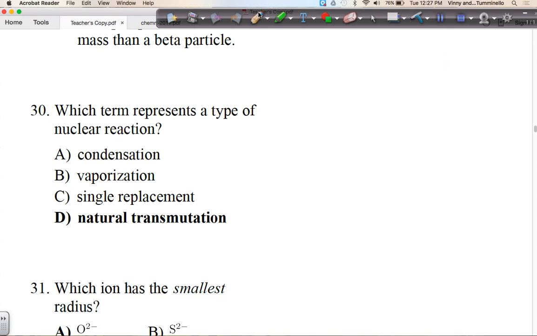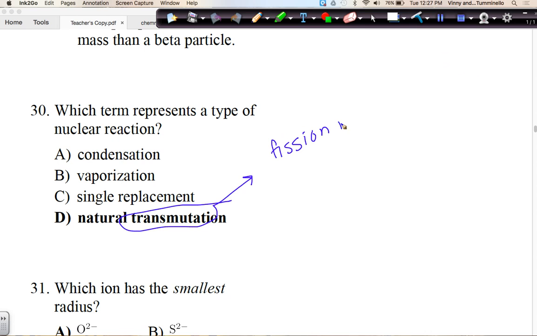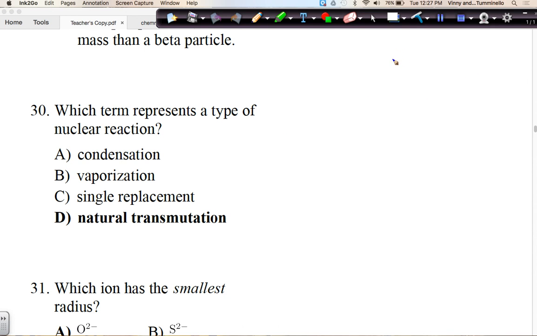And finally, number 30, which term represents a type of nuclear reaction? Transmutation is a type of nuclear reaction. Some other ones would be fission, which remember is when there's neutrons on both sides and usually something with a large atomic number breaking up into two somewhat equal pieces. Fusion, which is usually H plus H making He. We also have alpha decay, beta decay, and some other types of nuclear reactions.